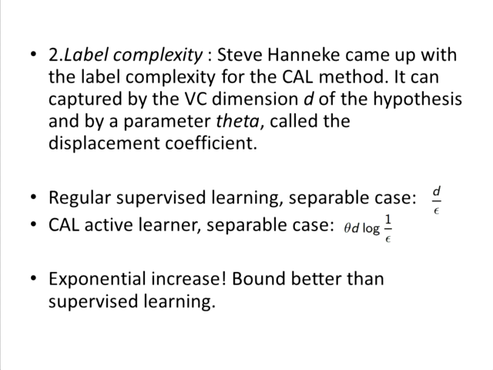For regular supervised learning, in the separable case, the number of labeled instances that you require is D over epsilon, while for a CAL active learner in the separable case, you require only theta times D times log of 1 over epsilon. So you see that you got an exponential improvement with an active learner. So the bound is better than supervised learning, and that's pretty cool, right? And that's in fact why you use active learning.